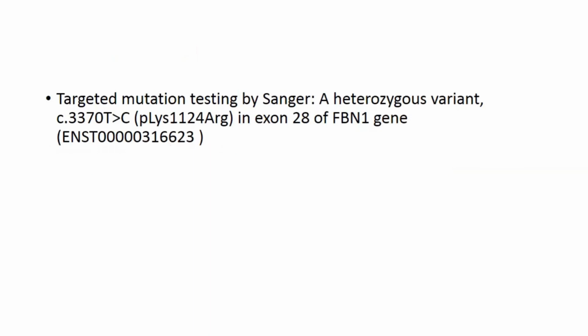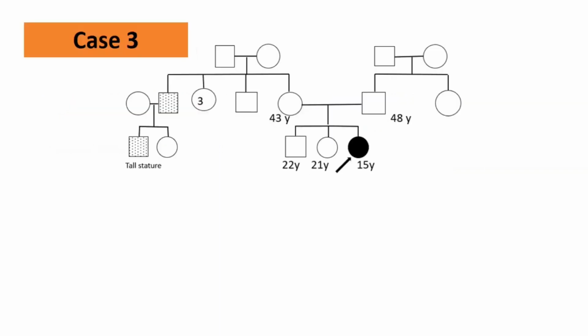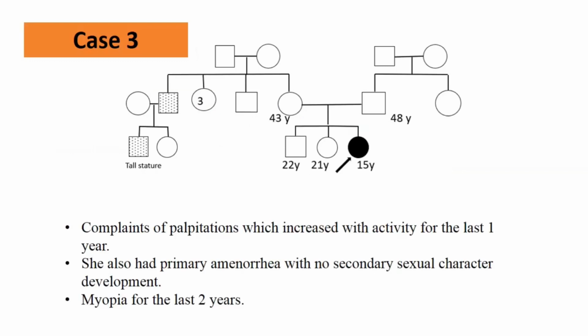So again, we did targeted testing in this baby, and we found that the child has this particular variant inherited from the father. This next case was interesting. I got a 15-year-old female who came with complaints of palpitation, which increased with activity, for the last 1 year. She was a tall girl, and she has a history of tall stature on her mother's side, although her parents were of normal height. Along with that, she also complained of myopia for the last 2 years, but she also had primary amenorrhea, and she was 15 years and had not developed any secondary sexual characteristics.